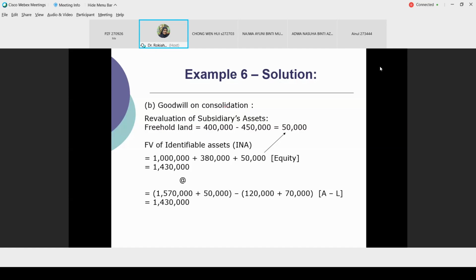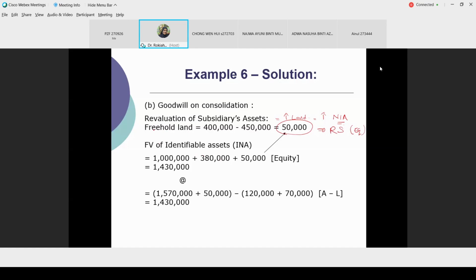So for goodwill on consideration here, you need to consider the revaluation of the assets. The revaluation of the assets means that there is an increase in the value of the land, which means you're going to increase your net identifiable asset also. Okay, so now the value of land has increased by 50 here. This 50 is considered a revaluation surplus. Remember that your revaluation surplus is a part of the equity items.